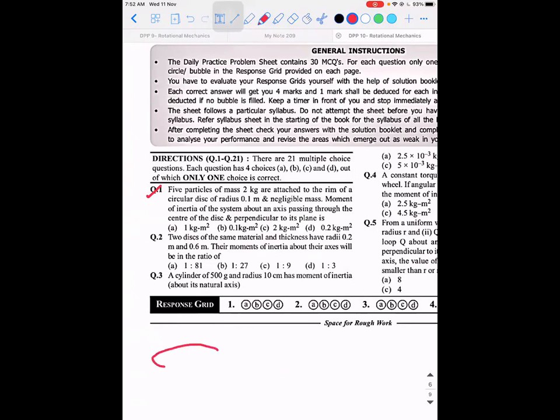So there is a disc. To the end of the disc, there are 5 particles, 1, 2, 3, 4, 5. And the disc is still revolving about an axis passing through the center and perpendicular to its plane. So what is going to be the moment of inertia of the system? Moment of inertia of the system is equal to moment of inertia of disk plus the moment of inertia of particles. But here, what is the moment of inertia of disk?